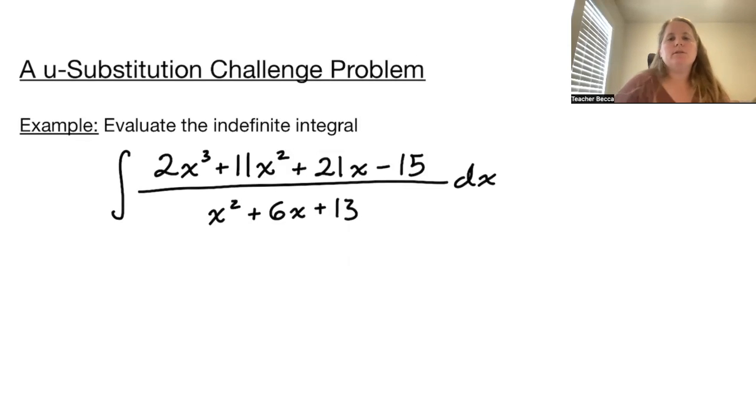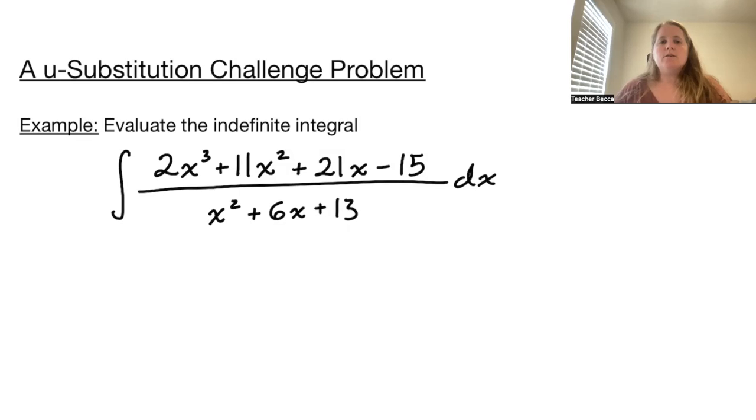Welcome to a u-Substitution challenge problem. In this example, we are going to evaluate the indefinite integral of, in the numerator, 2x cubed plus 11x squared plus 21x minus 15, all divided by, in the denominator, x squared plus 6x plus 13.